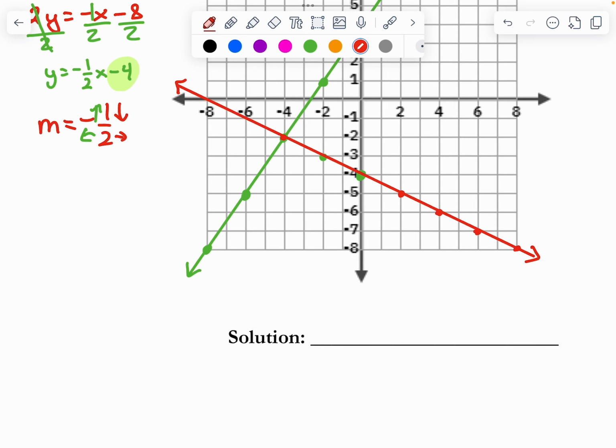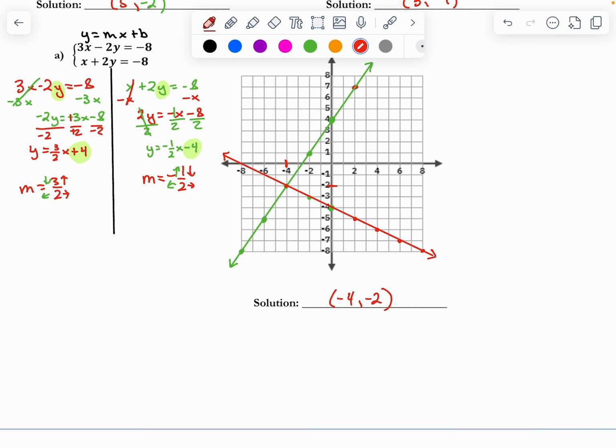And our point of intersection, our solution, is going to be where x is -4 and y is -2. And that's my solution. So again, notice this did take a little bit more effort because we had to solve our two equations. But once we solved those, graphing them was pretty easy, right? We know how to graph.